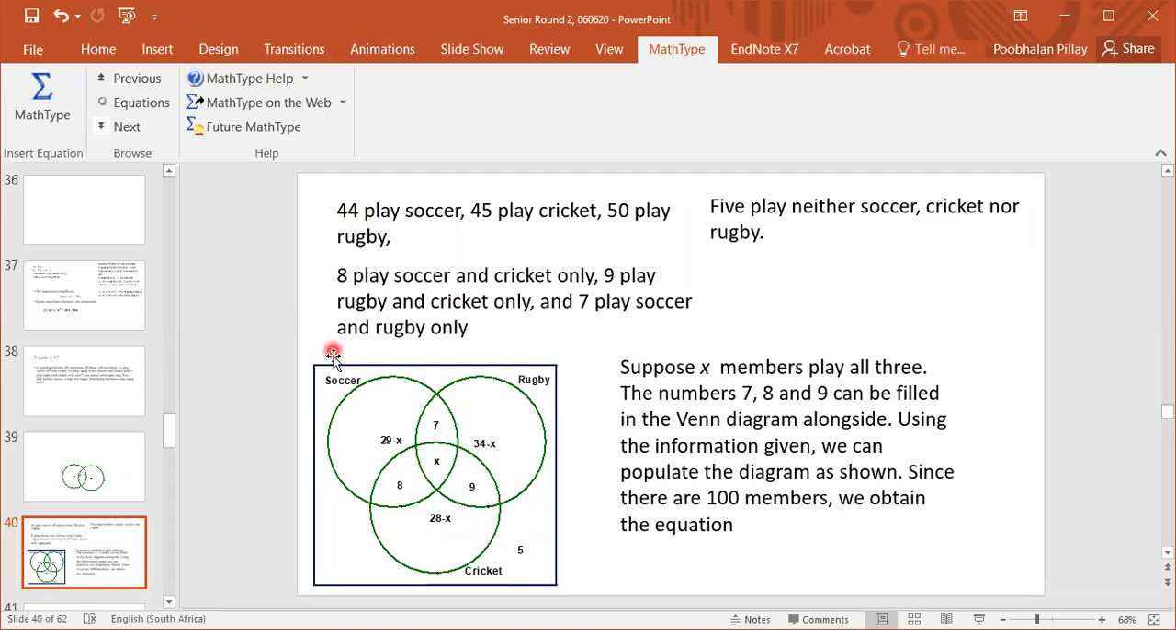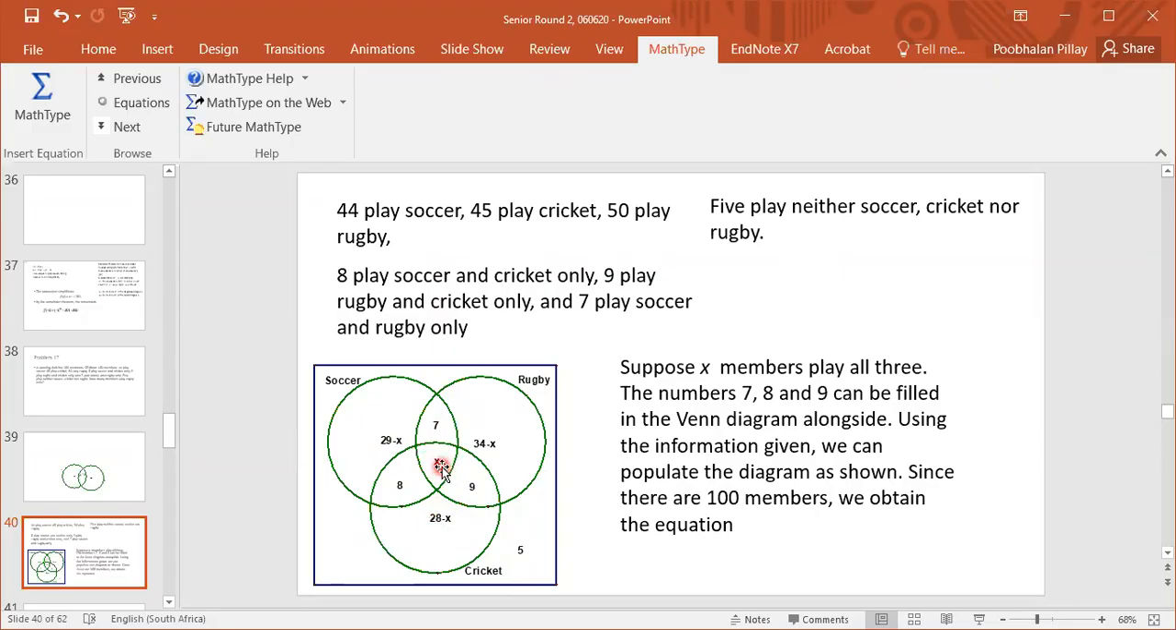You got 44 play soccer. So 7, 8, and X will give you 15 plus X here. Right? 15 plus X here. And you want the whole thing, the total inside here, to be 44. So the part outside here will be 44 minus 15 plus X in brackets. And that gives you 44 minus 15 is 29 minus X. You can check. If you add up all these four numbers, minus X plus X gives you 0, 7, 29, and 8 gives you 29 plus 7 is 36 plus 8 is 44.